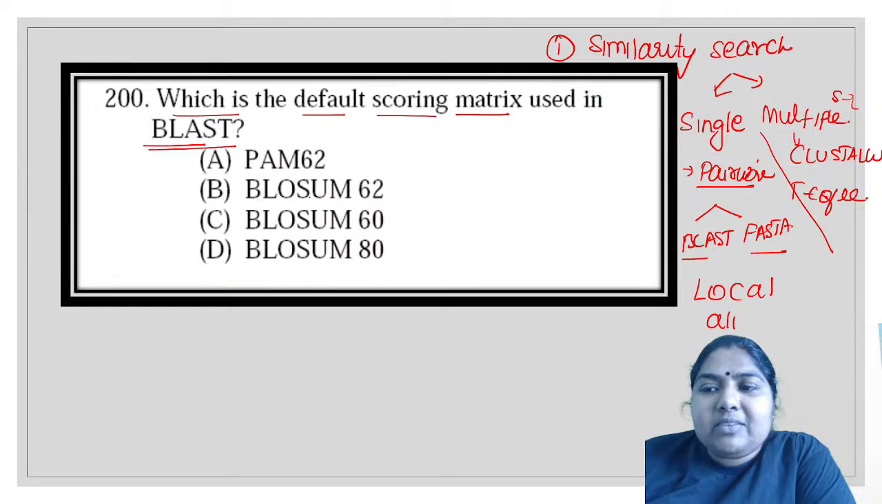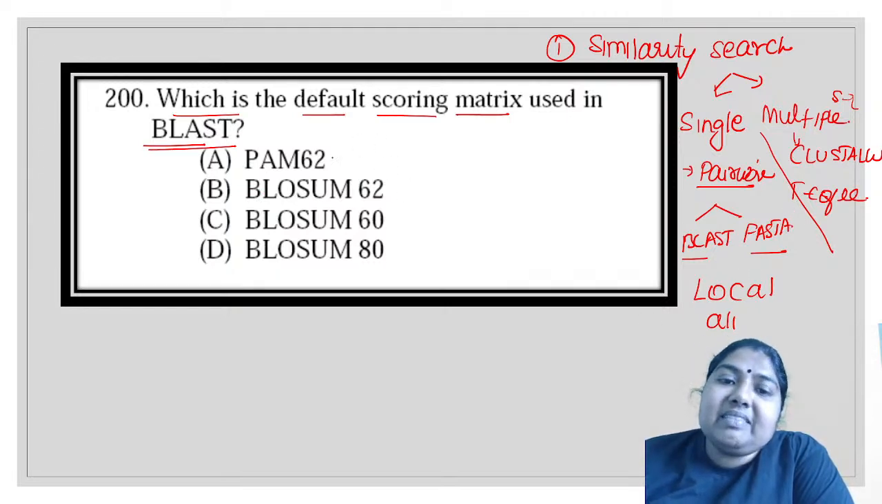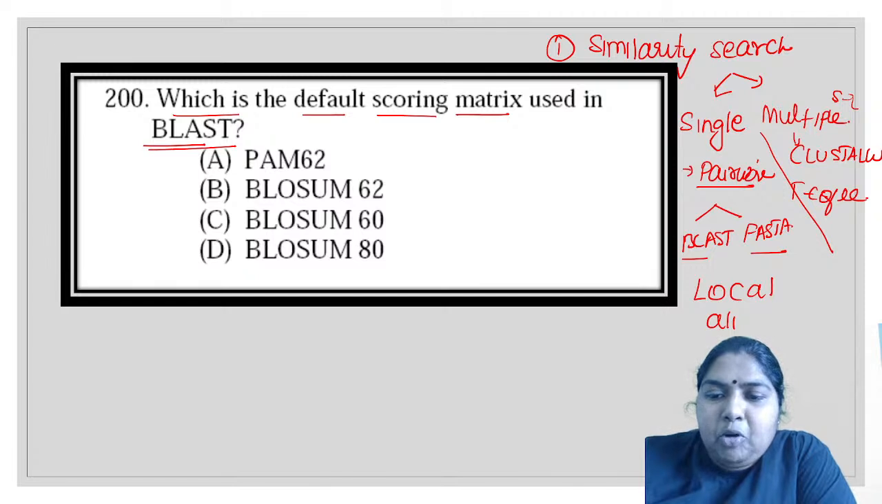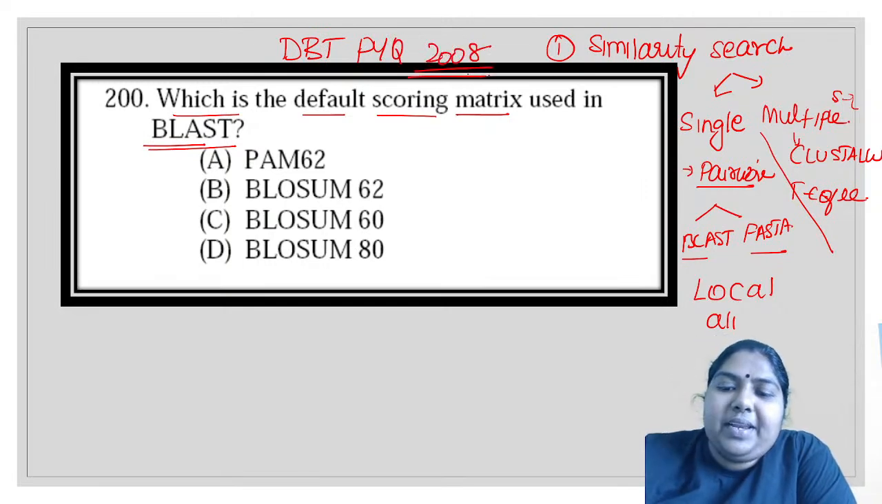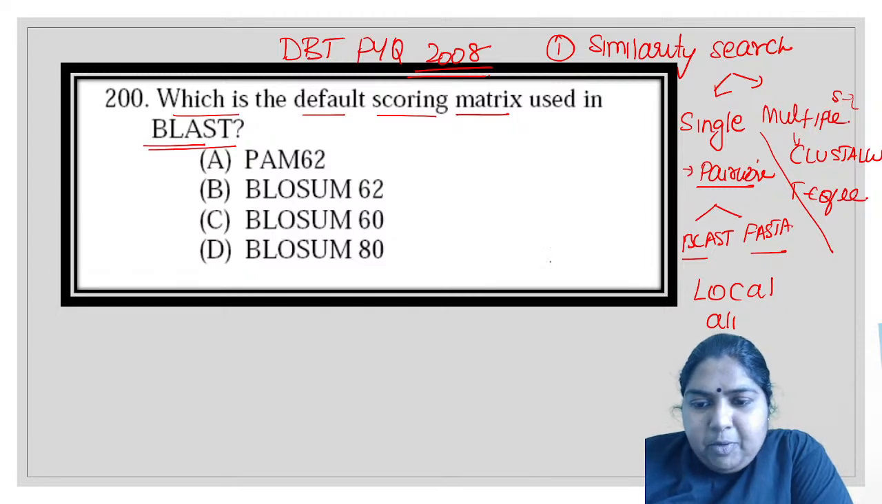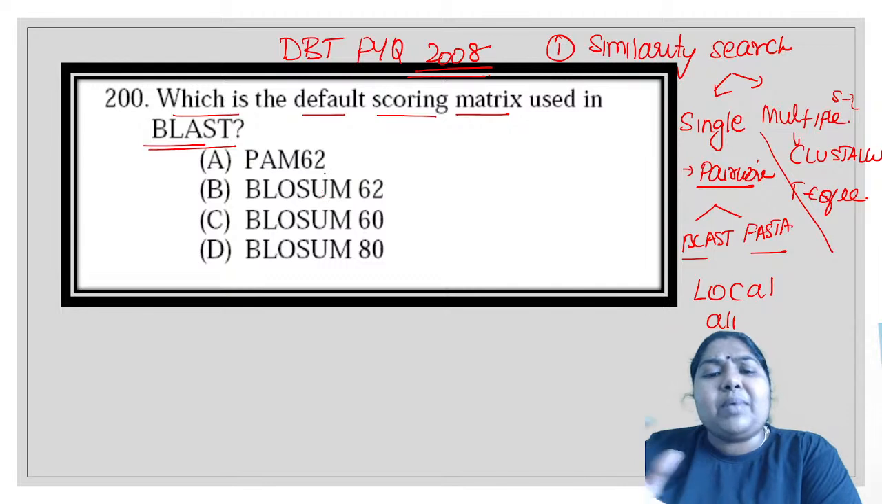As I was telling you about global and local alignment, if you know the answer you can type, or else I'll help out with the answer. Come on guys. This is a DBT PYQ. This was asked in 2008. Alright, fine. Okay guys. Fantastic. Come on. Shall I tell you the answer? Alright, never mind. It's a simple subject.